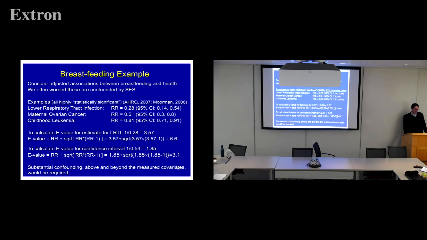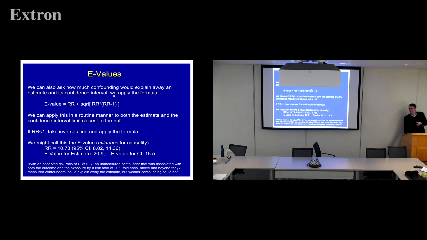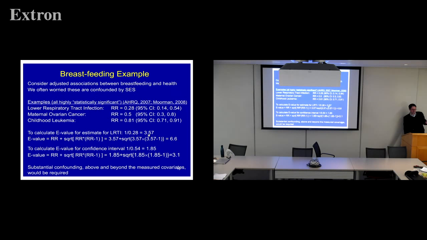If we start with lower respiratory tract infection, estimate 0.28, confidence interval 0.14 to 0.54. Oh, I forgot to mention, if you have a protective association, then you take the inverse before applying the formula. So if we have 0.28, we take the inverse of 0.28, that's 3.57, and then we plug it into that easy formula. We get an e-value of 6.6. We do that for the limit of the confidence interval closest to the null, 0.54, take the inverse, plug it in, e-value for the confidence interval of 3.1.